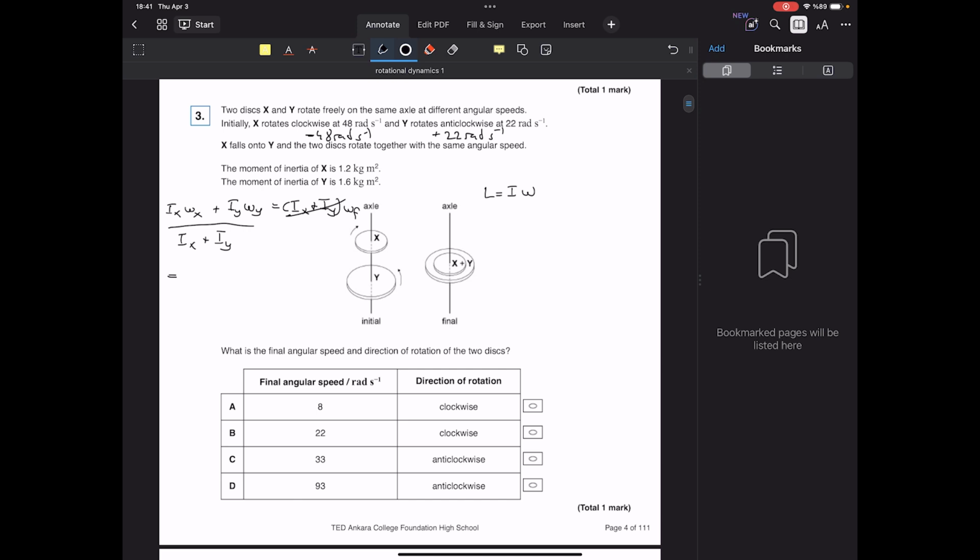So this will be 1.2 times negative 48 plus 1.6 times 22, divided by 1.2 plus 1.6. Which is going to be, let's see, negative 48 times 1.2 plus 1.6 times 22 divided by 1.2 plus 1.6. That'll give us negative 8 radians per second. And negative is clockwise, so it'll be 8 and clockwise. So the answer is 8. That was a simpler question.